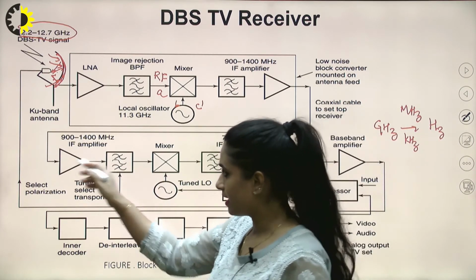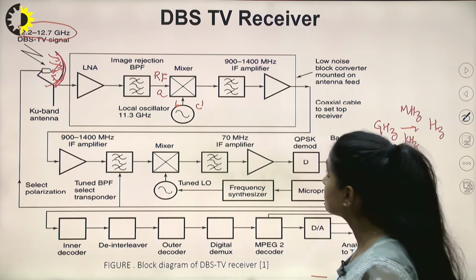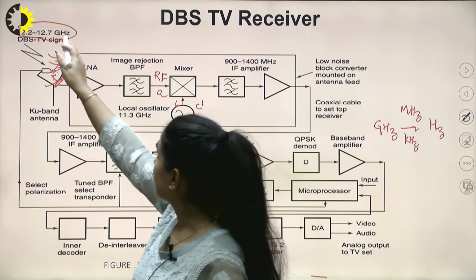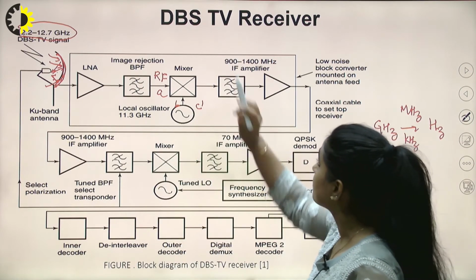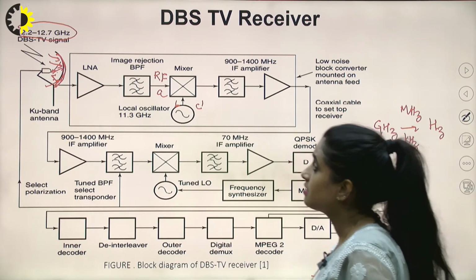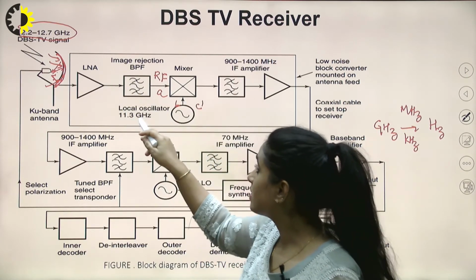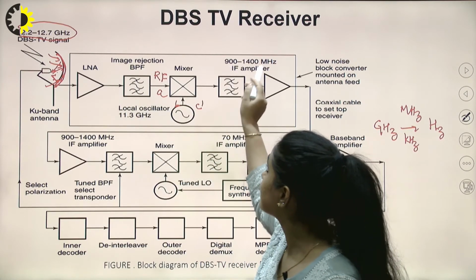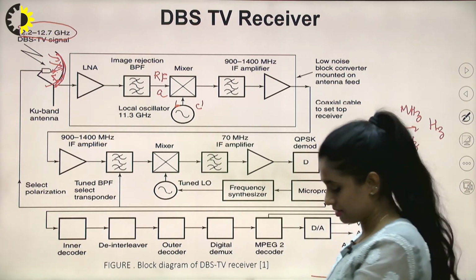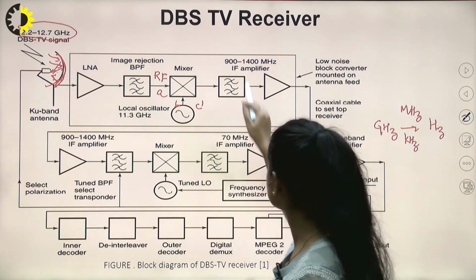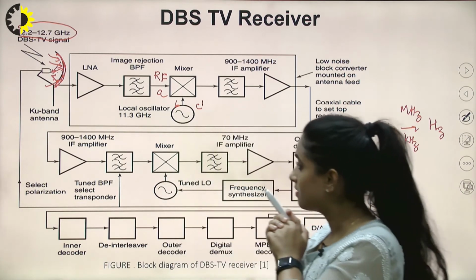Then it goes again to the IF amplifier. Again we have a bandpass filter. You can see that this gigahertz frequency is converted into megahertz frequency. Here the difference of these two, 12.2 and 11.3, will go. The difference lies in the range 900 to 1400 megahertz, right? So this is the IF frequency which is fixed for my DBS-TV, right?